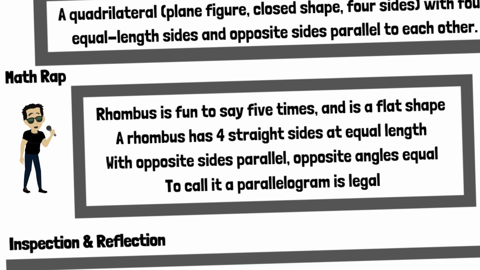Rhombus is fun to say 5 times and is a flat shape. A rhombus has 4 straight sides at equal length with opposite sides parallel, opposite angles equal. To call it a parallelogram is legal.